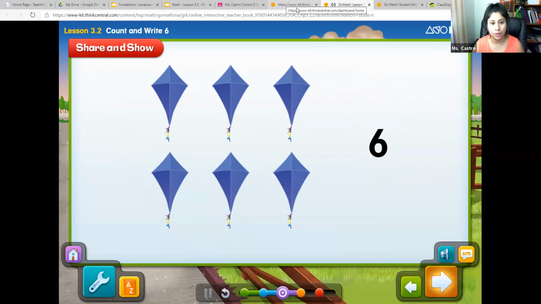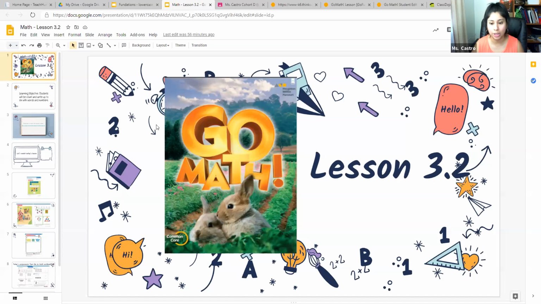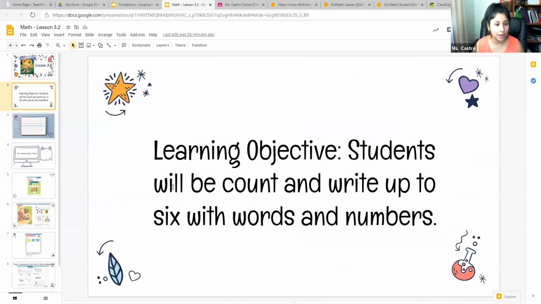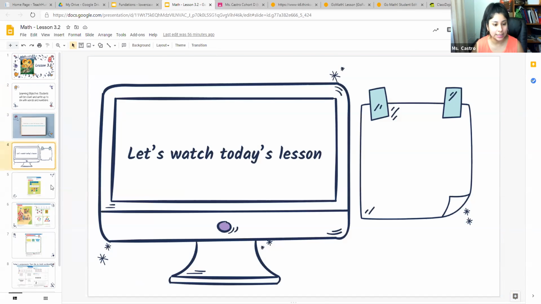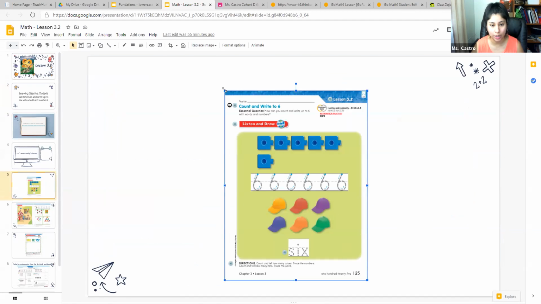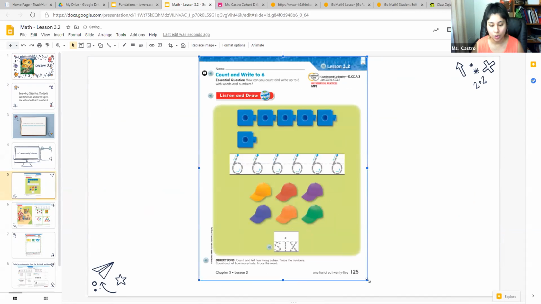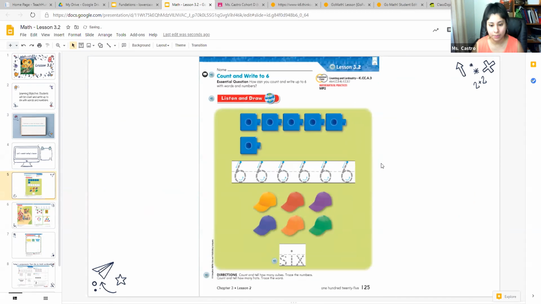All right, now let's go to our work. So today we're working on lesson 3.2 of our Go Math books. We're gonna count and write up to the number 6 with words and numbers. And in the Studio YouTube, you'll find our recorded lessons. So we just saw today's lesson and we're starting off with page 125. So go ahead and open up your books to page 125. And Ms. Castro is going to share her whiteboard now. So that way we can do this work together.